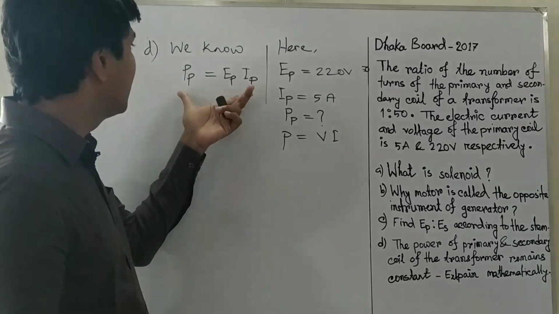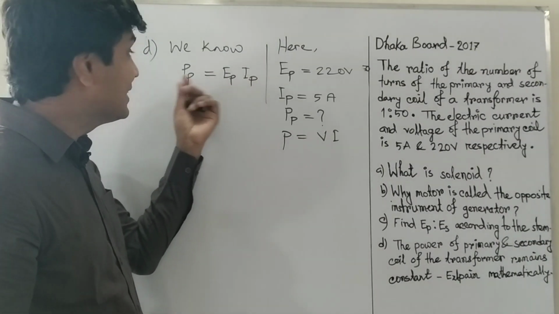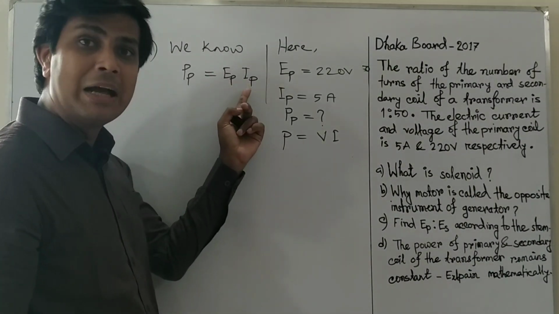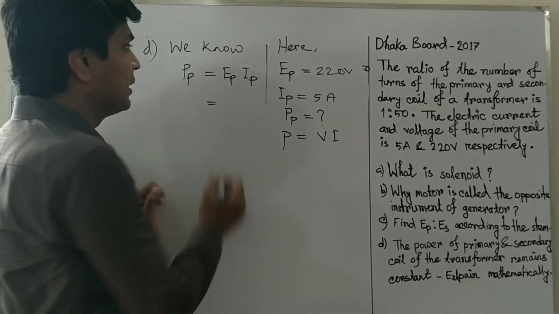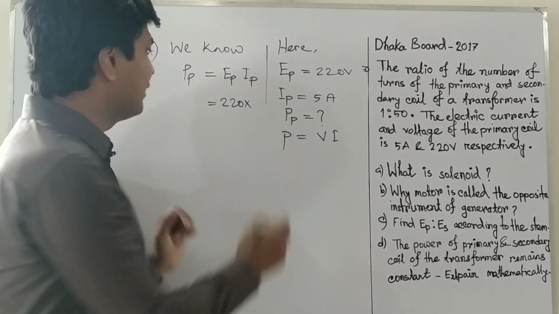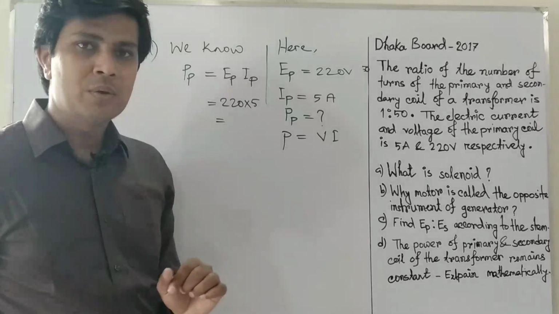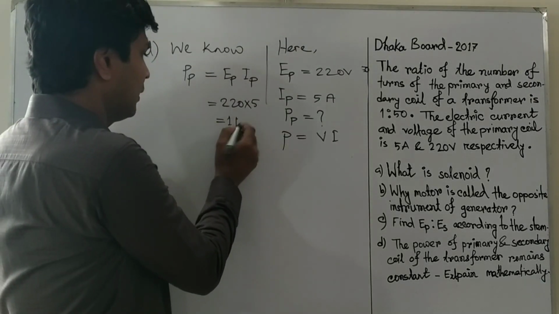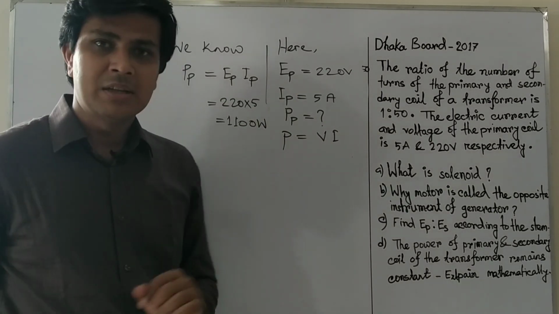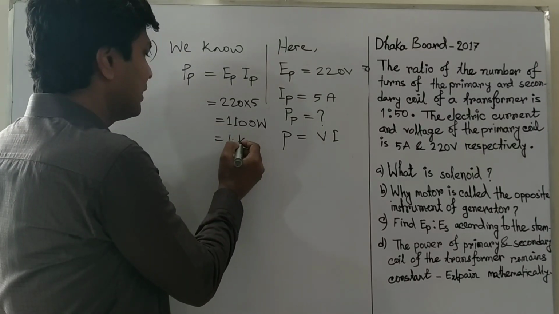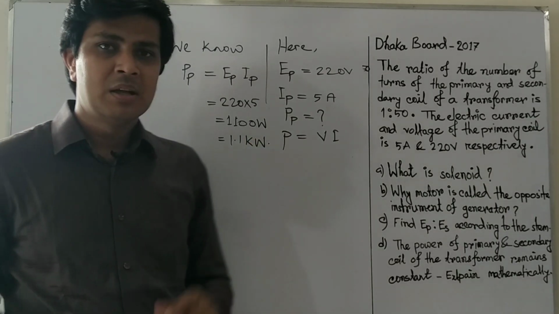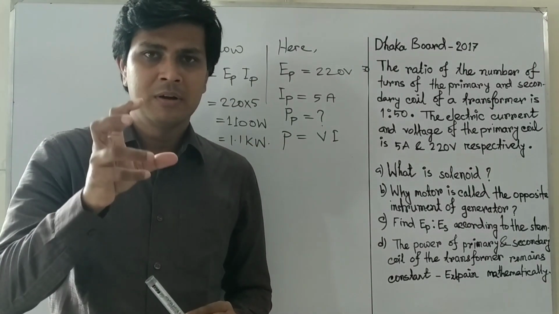So the formula to calculate the power of the primary coil is PP equals EP into IP. You can also use VP into IP. Here VP is given as 220 volt and the current is given as 5 ampere. So the answer will be 1100 watt. That means 1.1 kilowatt.